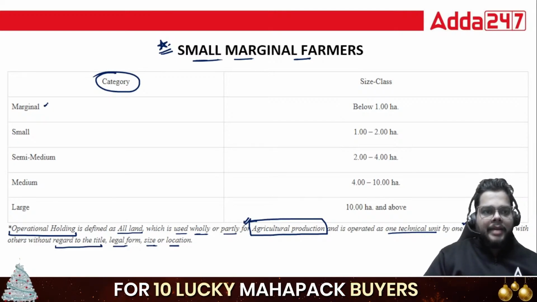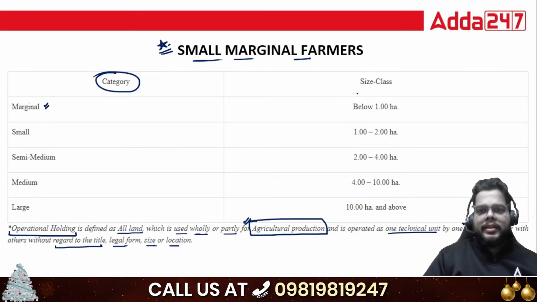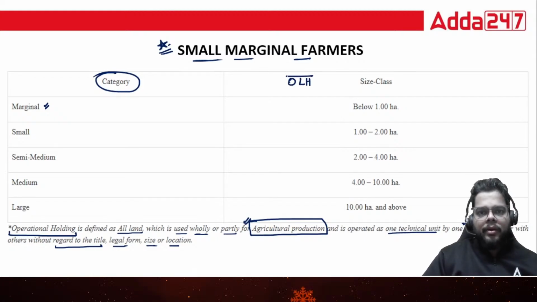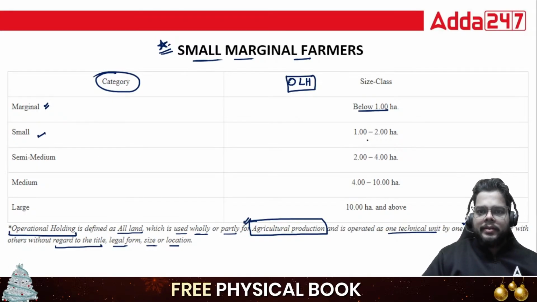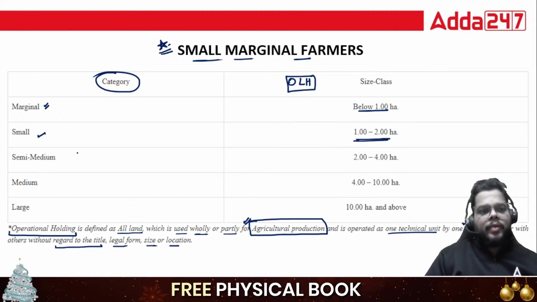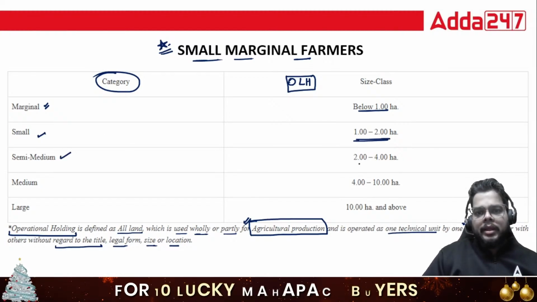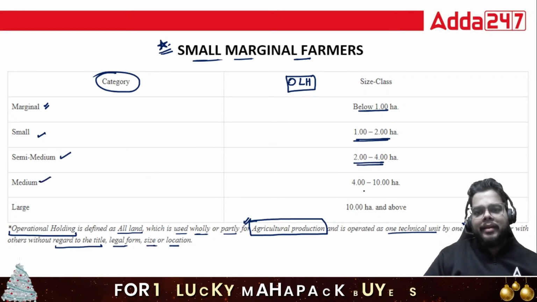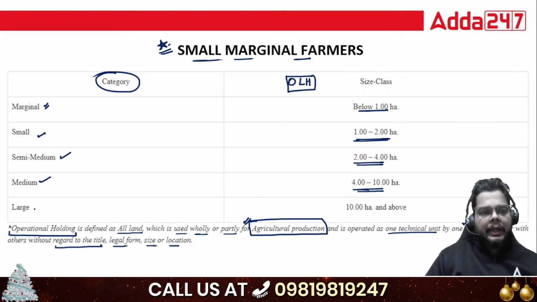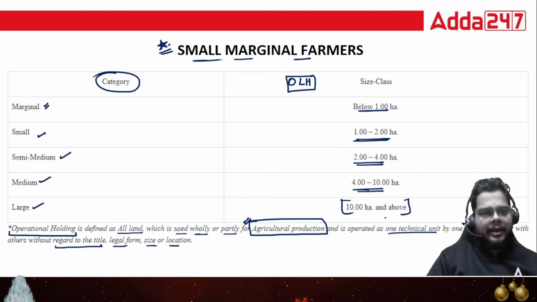So we will say marginal farmer when the operational land holding is below 1 hectare. Small farmer when the operational land holding is between 1 to 2 hectares. Semi-medium, between 2 and 4 hectares. Medium, operational land holding between 4 to 10 hectares. Large farmers have an operational land holding of 10 hectares and above.